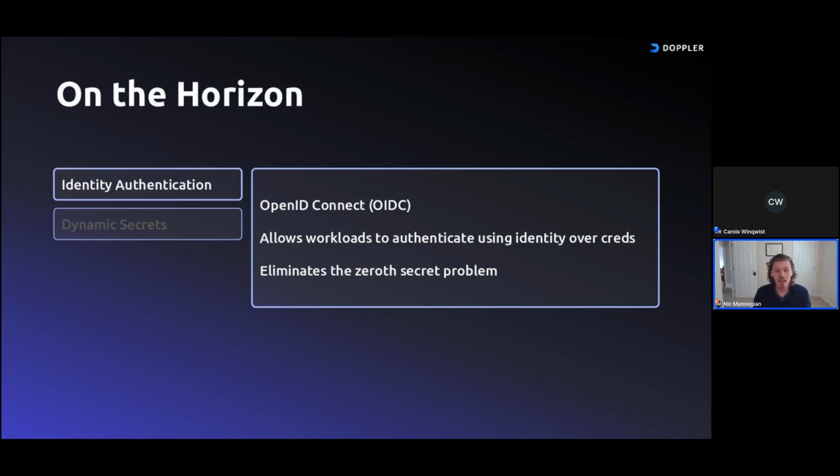And in the gaps where we can't do identity auth, doing heavy rotation and then putting that behind identity auth through Doppler. This eliminates this idea of the zeroth secret. The zeroth secret is the Doppler API key that gets you in the door so that you can fetch your other secrets. There will always be that zeroth secret. Not so if you're using identity auth.